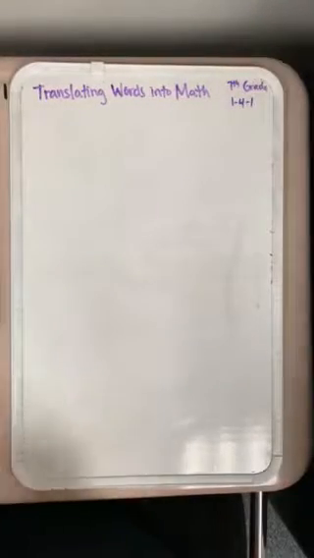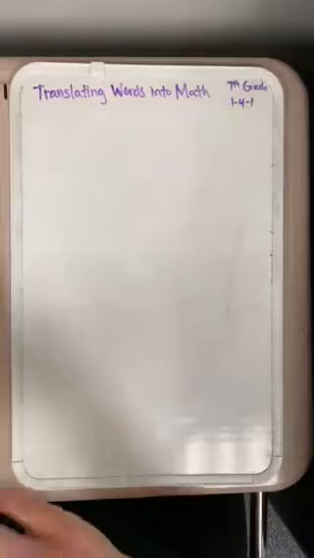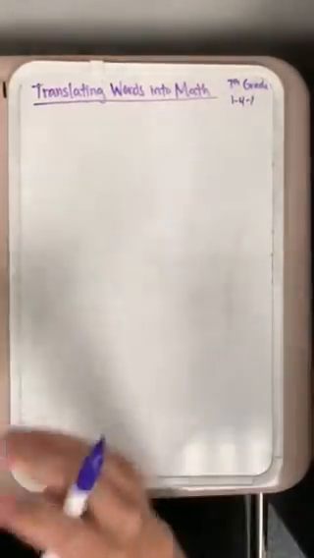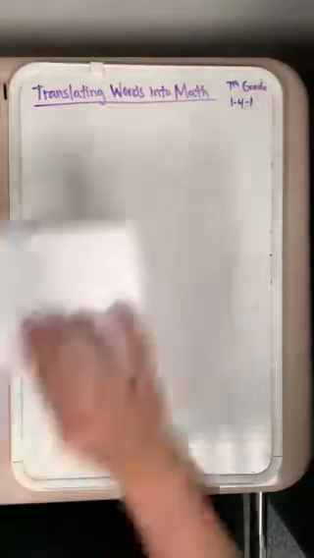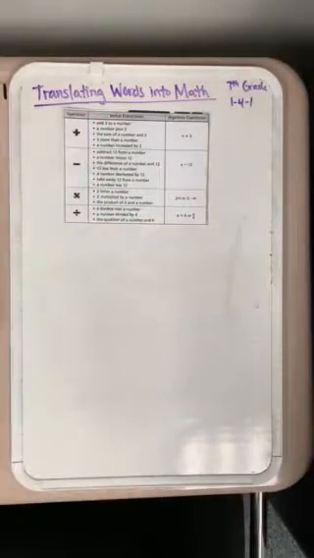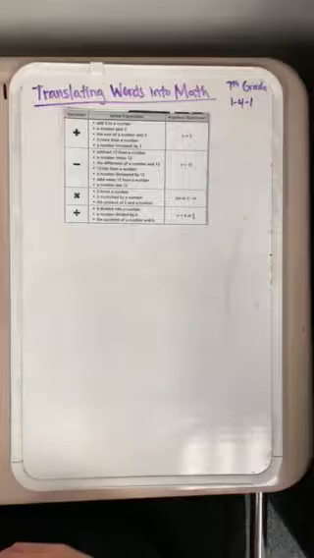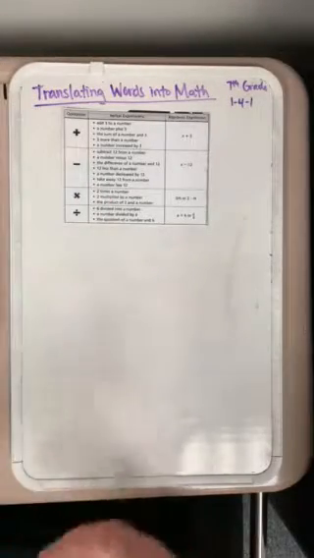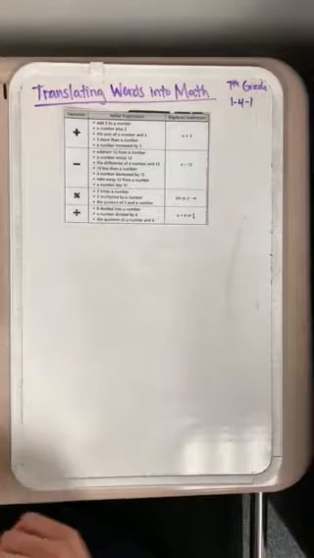Okay, so this is going to be the video for Chapter 1, Section 4. It's translating words into math. In the book, there is this picture, and it's just telling you that all of these words are telling you certain things, so you have to watch out for them, okay?